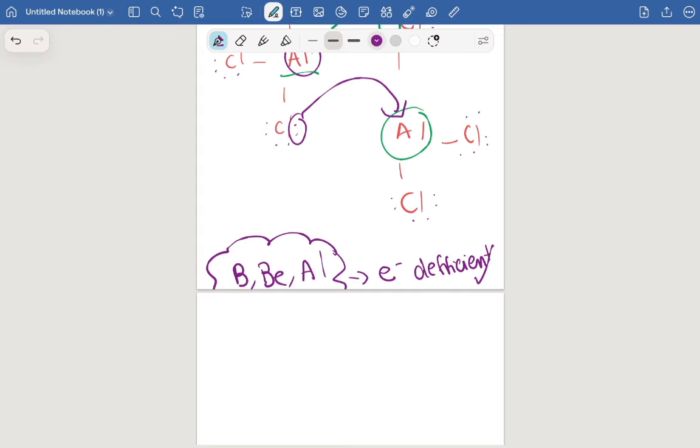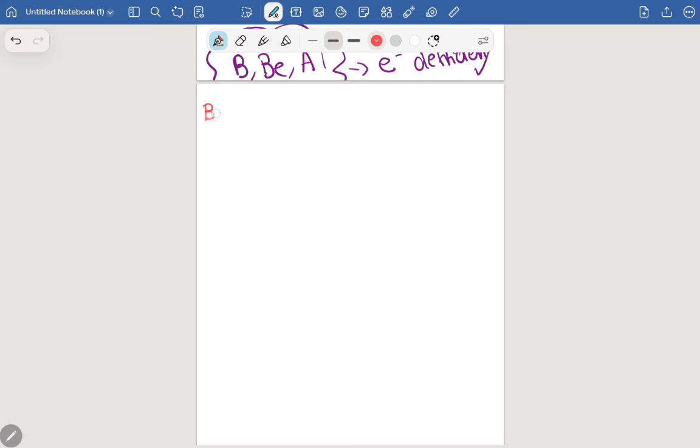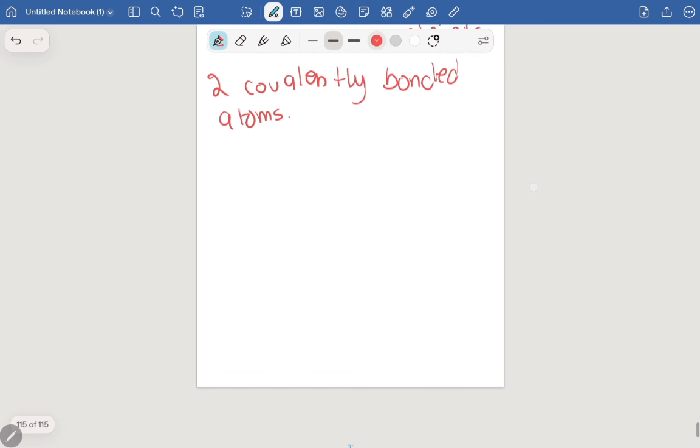So now we move on to some simple definitions and a conclusion we take from these definitions. Bond length. We described this before, but now in simpler terms, bond length is the distance between the nuclei of 2 covalently bonded atoms. Perfect.